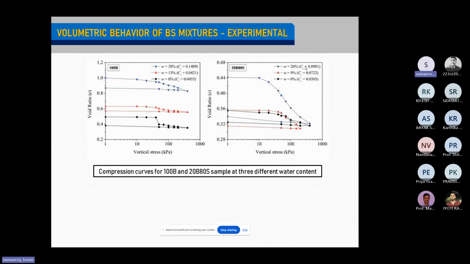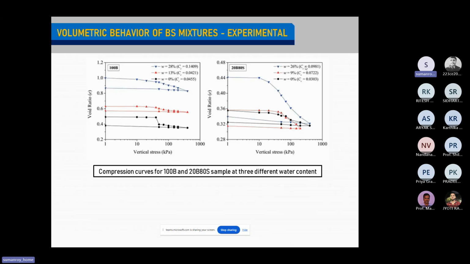The second important volumetric behavior we are talking about is the behavior of these samples under different kinds of loading conditions. You can see here how the bentonite sands will behave under different kinds of loads. We have varied the load. The vertical stress is the load. We have varied the stress from 1 to 400 kPa and observed the change in volume. The void ratio will indicate the change in the volume of the sample under different water contents.